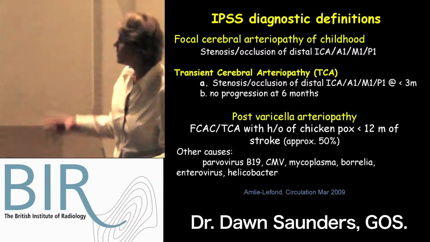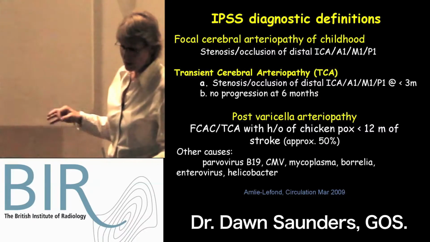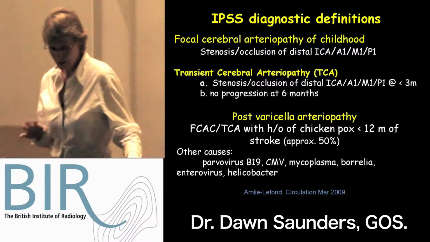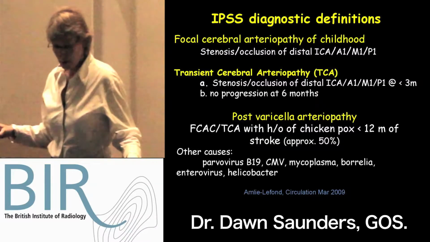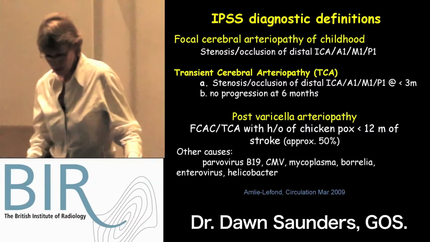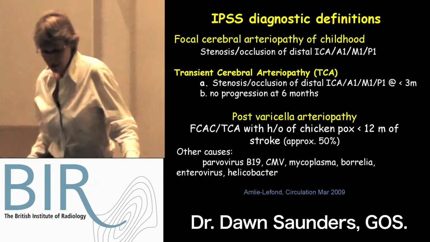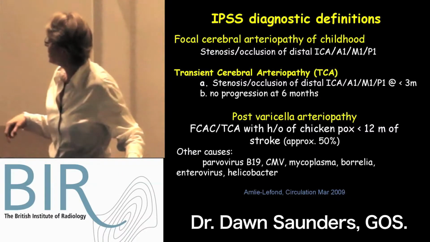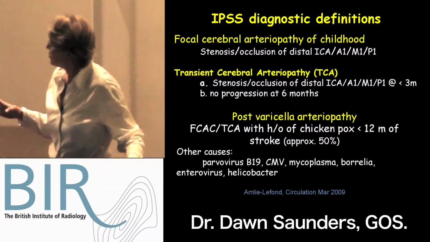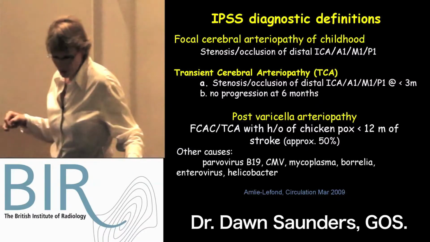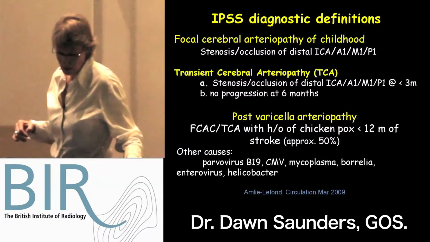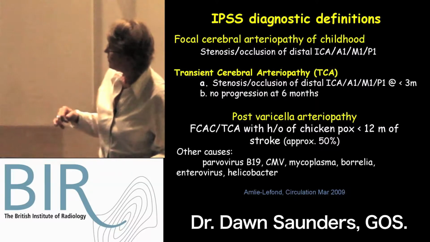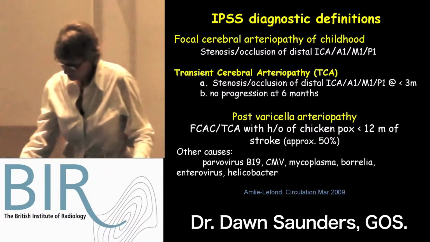So, as I've said, FCA is a stenosis or occlusion of a distal ICA, M1 or A1, and the TCA is exactly that, but it resolves within 3 months or doesn't progress for 6 months. And a lot of these FCAs and TCAs have a history of chickenpox in the preceding 12 months of stroke, and it's thought to be about 50%. And these children are thought to have a post-varicella arteriopathy. And there are other infectious arteriopathies that have been described, but they're much less common.